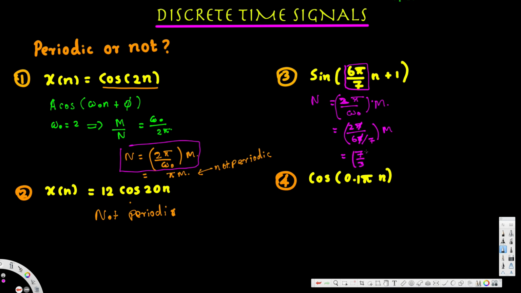Now we have to see what's going to be the smallest number that can make this an integer. If you put m is equal to 3, this is going to become 7, right? So 7, therefore this is periodic.